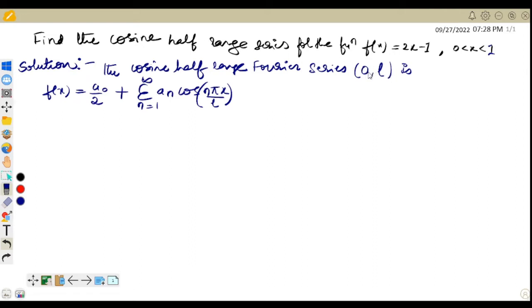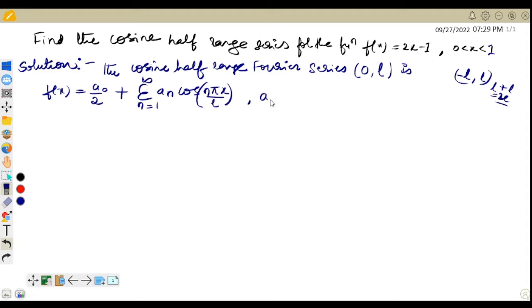This L is half of the interval. You are already aware of the interval minus L to L. The total length is the upper limit minus the lower limit, minus of minus plus, so it becomes 2L. So it's a periodic function of period 2L, and L is half of this period. For this we are writing the cosine half-range series.